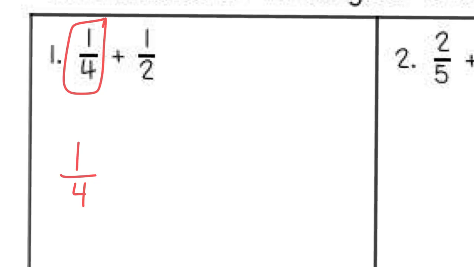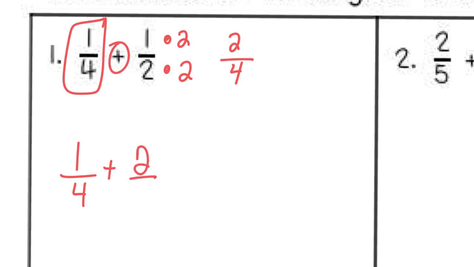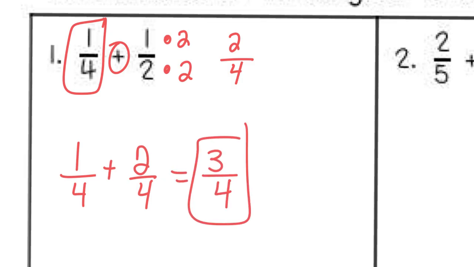The 1/2, what do I have to multiply 2 by to make it a 4? And if you do that to the bottom, you have to do that to the top. So 1 times 2 in the numerator turns into a 2, and then 2 times 2 at the bottom turns into a 4. So that turns into 2/4, and it said plus. So 1/4 plus 2/4. Now I can add 1 plus 2 is 3. Leave the 4. There's my final answer, 3/4.